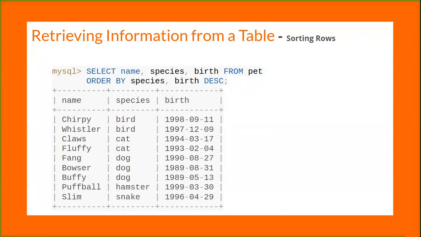You can sort on multiple columns and you can sort different columns in different directions. For example, to sort by type of animal in ascending order, then by birth date within animal type in descending order, youngest animal first, use the following query. SELECT name, species, birth FROM pet ORDER BY species, birth DESC. The DESC keyword applies only to the column name immediately preceding it, that is the birth. It does not affect the species column sort order.